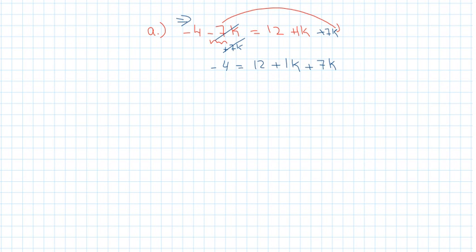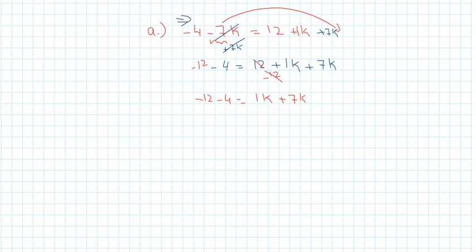Now, if you look on the right side right now, I have 12 plus 1k plus 7k. 12 doesn't belong there because it doesn't have the letter k. To get rid of the 12, what do I do? What's the opposite of plus 12? -12. So I have to subtract 12. I have to do that to both sides, yes? Because whatever I do to one side, I have to do to the other side. So I have 12 minus 12, so they cancel each other. And what I have left is -12 minus 4 equals 1k plus 7k.